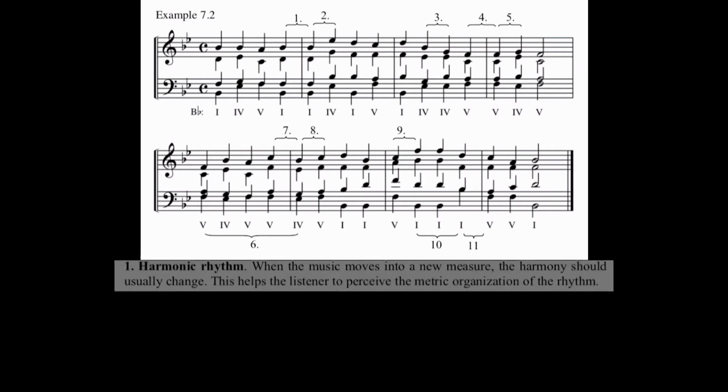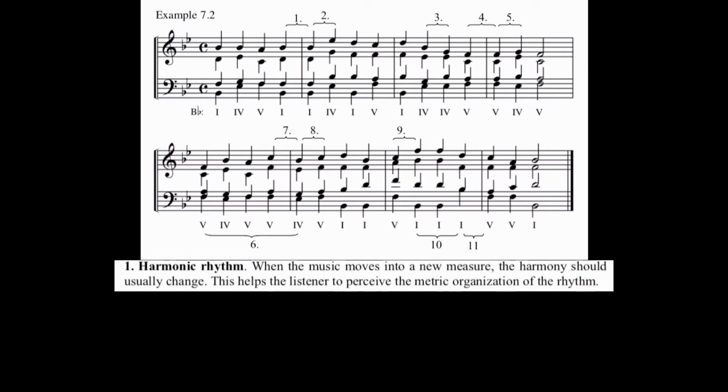Number 1, harmonic rhythm. When the music moves into a new measure, the harmony really should change. This helps the listener to perceive the metric organization of the measures of the rhythm.